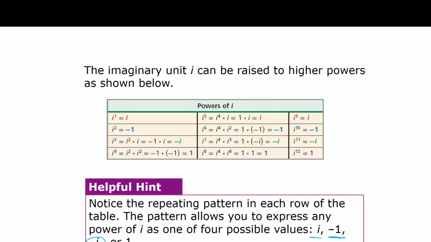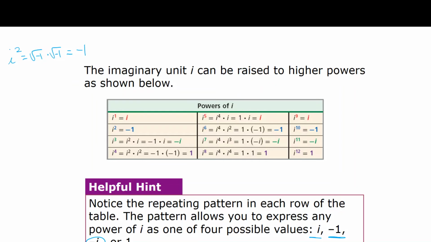So let's take a look at this. We know that i to the first power is equal to i itself. i to the second power, let's look at that, i squared, is going to equal the square root of -1 times the square root of -1, which we just have been talking about is -1.